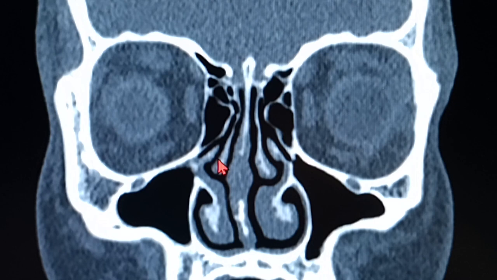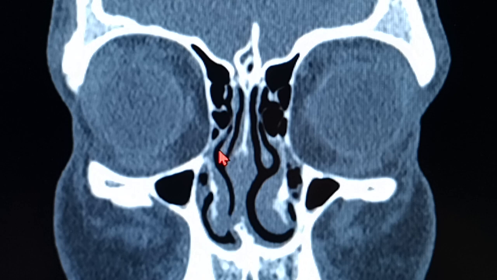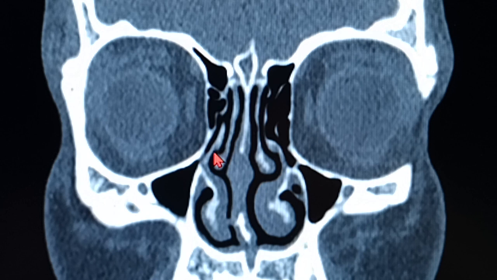If I go very anteriorly, you can see that's the inferior turbinate, that's the middle turbinate. You go on behind, you can start seeing a flap-like structure over here. That's the uncinate process basically. So the uncinate process has got one vertical part and one horizontal part.